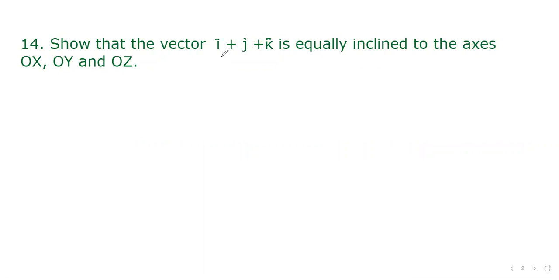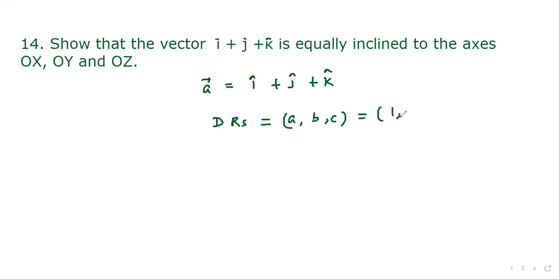Show that vector i cap plus j cap plus k cap is equally inclined to the axes Ox, Oy, and Oz. So suppose this is vector a, i cap plus j cap plus k cap. Now, here we can find direction ratios. So DRs are a, b, c, and they are 1, 1, 1.